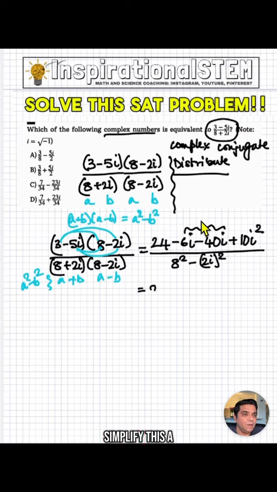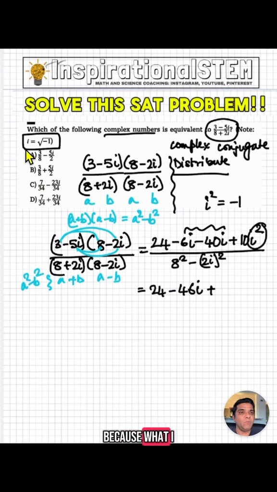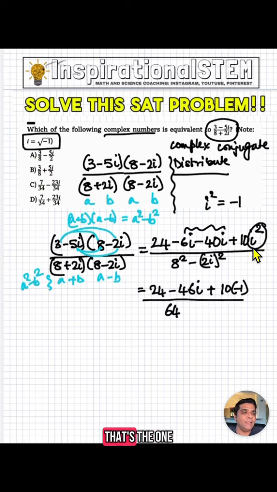We'll try to simplify this a little bit here. Negative 6i and negative 40i gives negative 46i. And remember, i squared is negative 1, because i is the square root of negative 1, as given over here. I squared is negative 1. That's the one thing we have to remember in this type of complex problem. So 10 times negative 1 is negative 10.